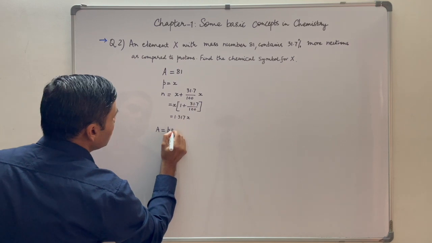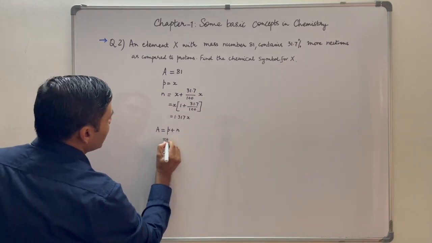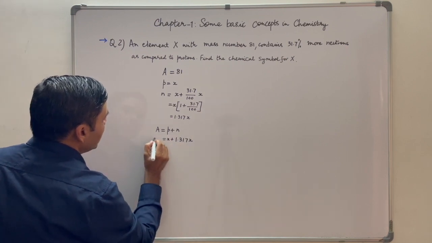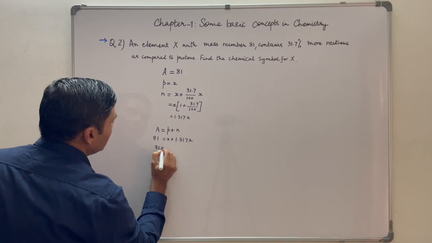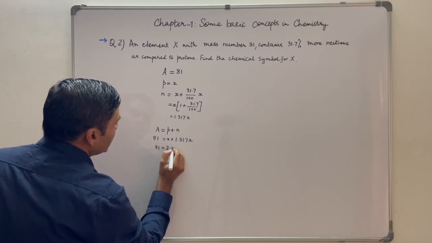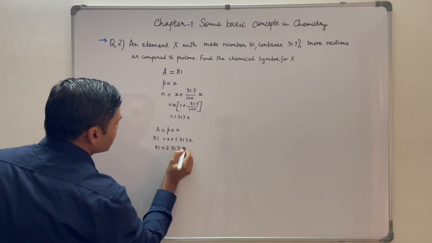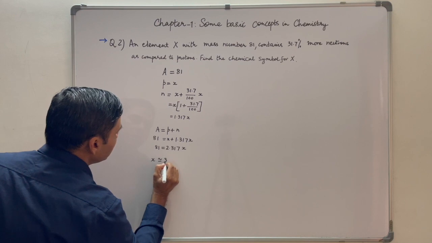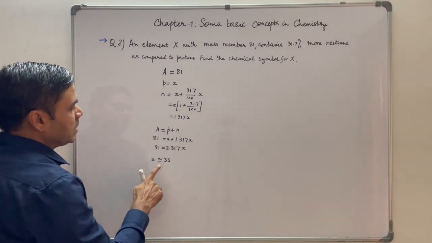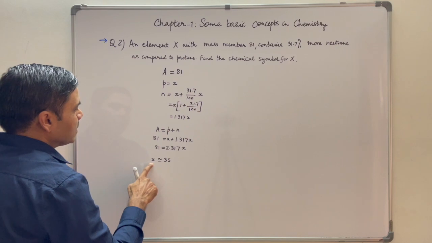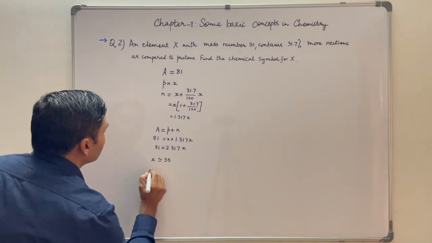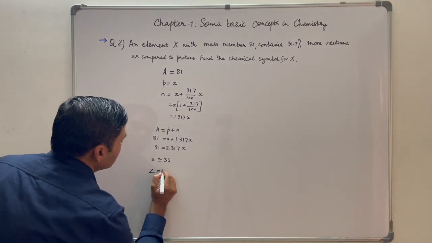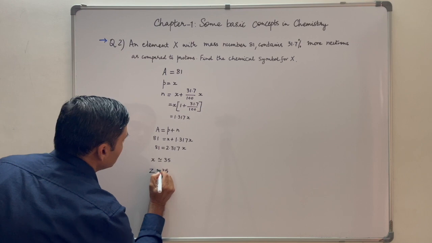So when you add number of protons and neutrons, it will give us mass number. So A is equal to P plus N, means X plus 1.317X. So A is 81. So 81 will be equal to 2.317X. When you calculate X, X will be approximately 35. Precisely, it will be 34.9. And what is X? Number of protons. And number of protons is nothing but atomic number. So Z is equal to 35, approximately equal to 35.